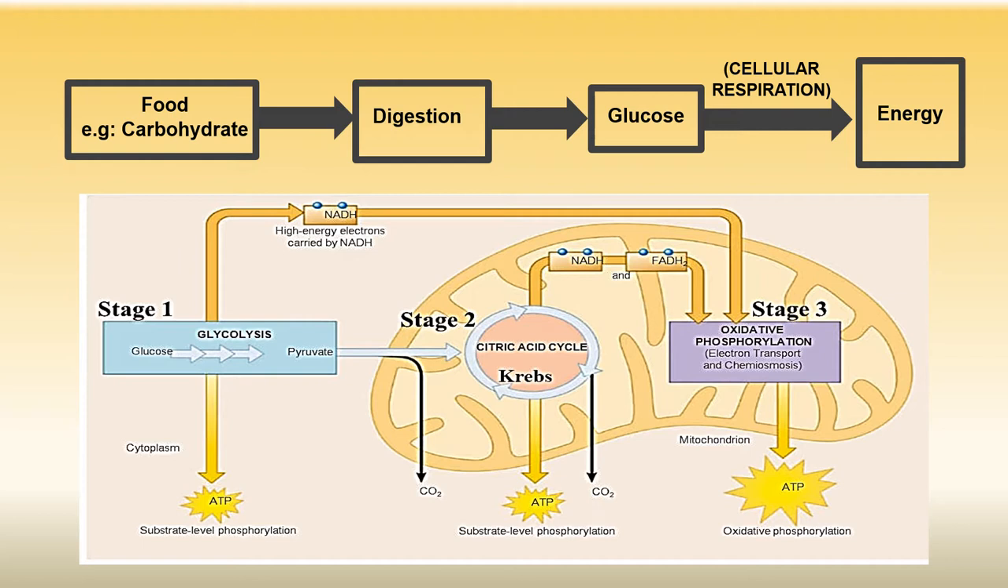From the previous lesson, you know that aerobic cellular respiration involves the processes of glycolysis, link reaction, and Krebs cycle. So, today we are going to discuss the last phase of cellular respiration, which is oxidative phosphorylation.